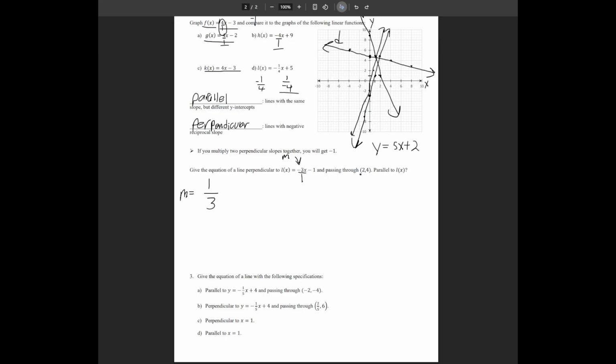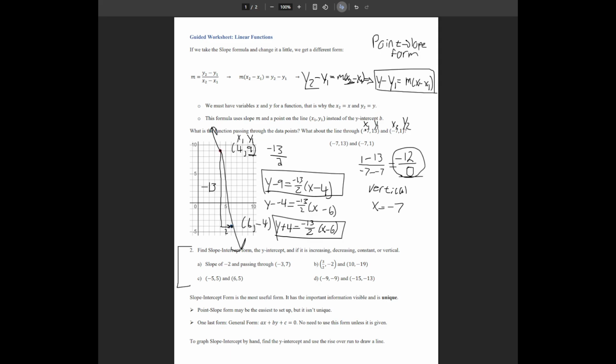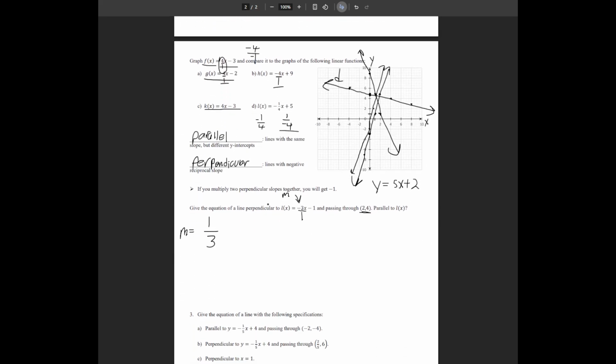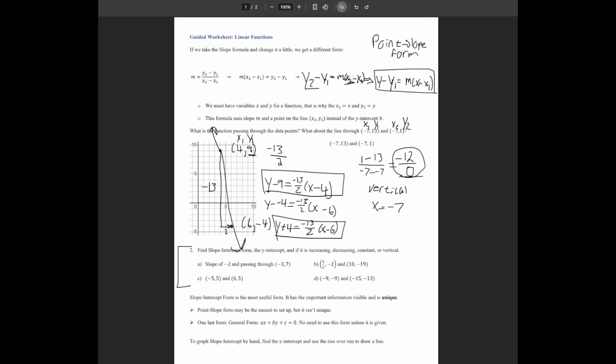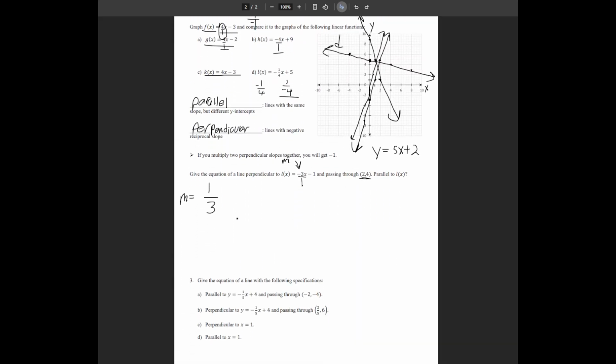Now we also know that we have to pass through this point. Well, this is what the point-slope form is for. We know the slope has to be this, and we know we have to go through this point. Let's just write it out straight according to the formula. y minus y1 equals m times x minus x1. This will be x1, this will be y1. y minus 4 equals m, or 1/3, times x minus x1, or x minus 2. And this will be my line. Again, if we graph these, which we will in just a second, they will be perpendicular.